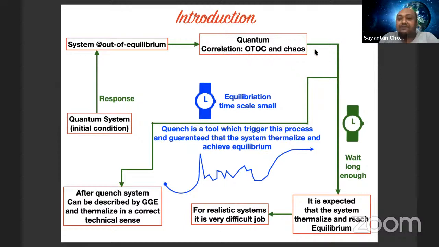If you wait for a very long time and don't apply any quench, you will see that the system possibly thermalizes. But to do that in a real-life problem is not very easy. If you use the quench, it shortens the equilibration time scale, and it confirms that at the end of the day, whatever system you have actually thermalizes. So the quench is a kind of confirmation which triggers the thermalization process.